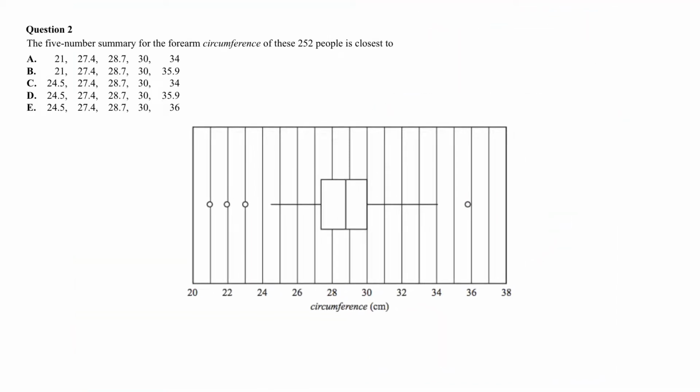In question 2, we are asked to determine the 5-number summary for the forearm circumference of these 252 people. The 5-number summary consists of the minimum value, Q1, the median, Q3, and the maximum value. Looking at the 5 options, we notice that Q1, the median, and Q3 are exactly the same. So what is going to distinguish between the 5 options? Well, that is going to be the minimum and the maximum values.